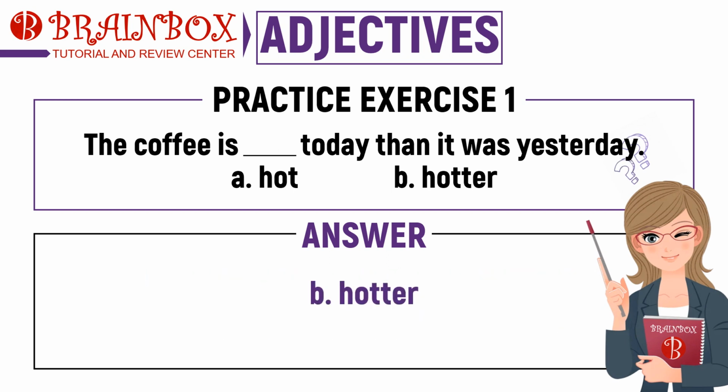The correct answer is letter B, hotter. Hotter is the correct adjective in the sentence because we are comparing the temperature of the coffee today with the temperature of the coffee yesterday. Therefore, we use the comparative form of hot, which is hotter. The use of hotter indicates that the coffee's temperature is higher or more intense today than it was on the previous day.